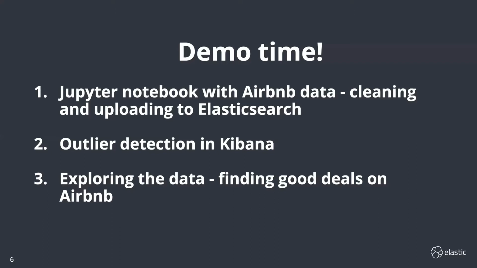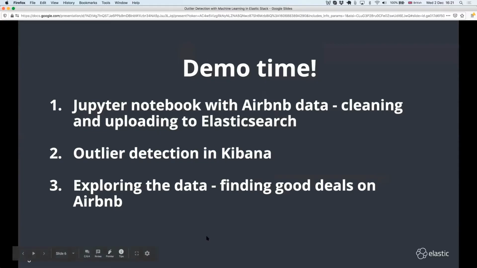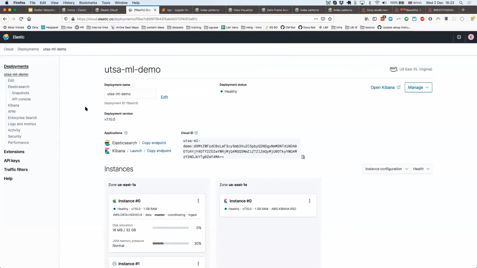Right, so, all right, let's get into it because I have quite a long demo today. What we're going to do is use Airbnb data from Inside Airbnb.com, and we are going to look for good deals of where to stay after the pandemic is over. We're going to start with cleaning and uploading the data to Elasticsearch. And then we're going to do a bit of outlier detecting and then a bit of dashboarding and visualizing.